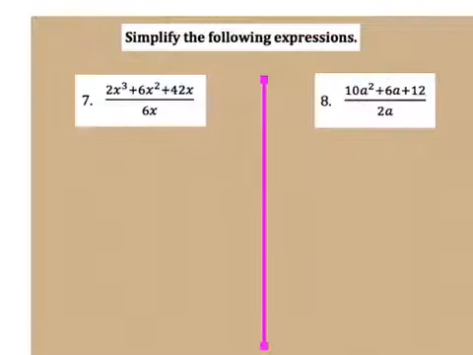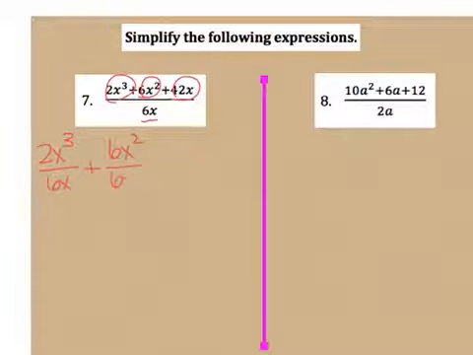Number 7 here looks very, very similar. I have 3 pieces on top, so I have to divide each of those terms by the monomial on the bottom. So I'm going to get 2x to the 3rd divided by 6x plus 6x squared divided by 6x plus 42x divided by 6x.